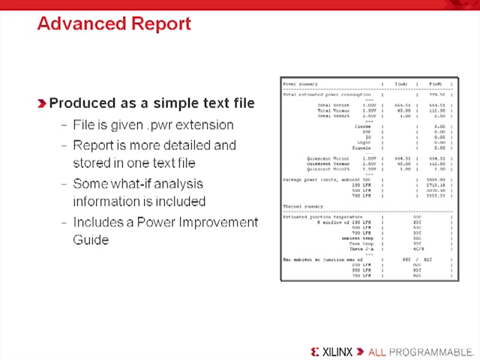The Advanced Report provides you a simple text file that contains the same information you can find from the XPower Analyzer GUI. But this report does include a bit more detail and some what-if analysis. This report will allow you to quickly determine your package power limits and the estimated junction temperature for 250, 500, and 750 linear feet per minute airflows. This text report also has a power improvement guide to offer you some suggestions on managing your power.